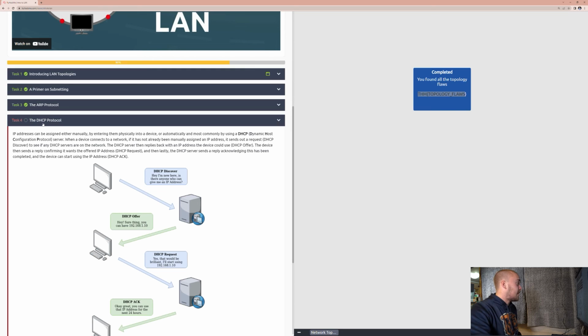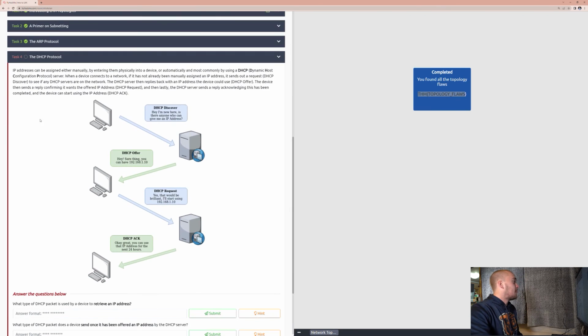So now we're going to take a look at the DHCP protocol. IP addresses can be assigned either manually by entering them physically into a device, or automatically and most commonly using a DHCP, Dynamic Host Configuration Protocol server. When a device connects to a network and if it has not already been manually assigned an IP address, it sends out a request, DHCP discover, to see if any DHCP servers are on the network.